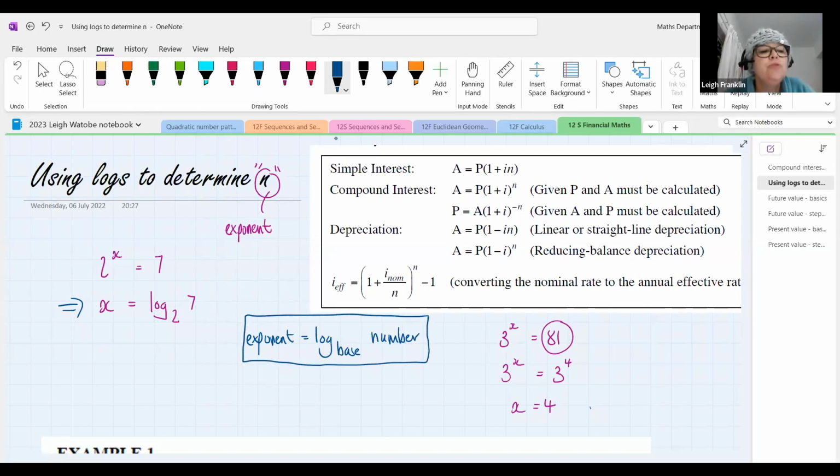Okay, and you need to write this step, just like you've got to show this step over here when you make the bases the same. You've got to show this step over here when you work with logs as well. Okay, it is a requirement. You're going to get a mark for that. They want to see that from you.